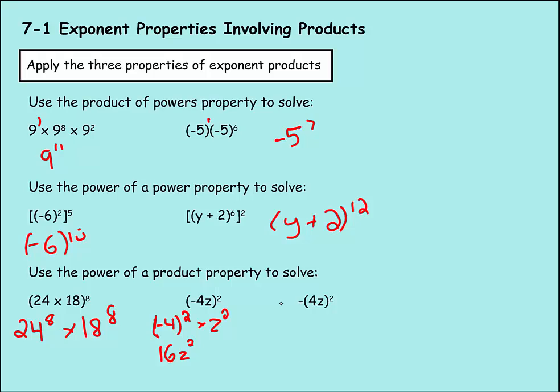This is very similar to this one, but notice the negative is on the outside of the parentheses, and that's going to change this. We distribute the 2 to the 4 and the 2 to the z, so we have 4 squared, parentheses, times z squared. So inside the parentheses I have 4 squared, which is 16, and then z squared. Since the negative is on the outside of the parentheses, that wasn't affected by the power like it was here. So this actually stays negative, negative 16z squared. That negative being on the outside of the parentheses really changed the outcome.